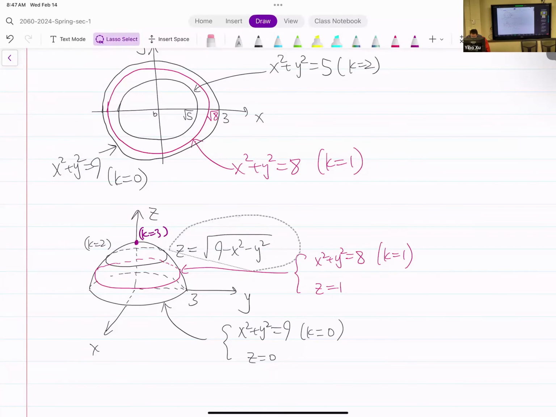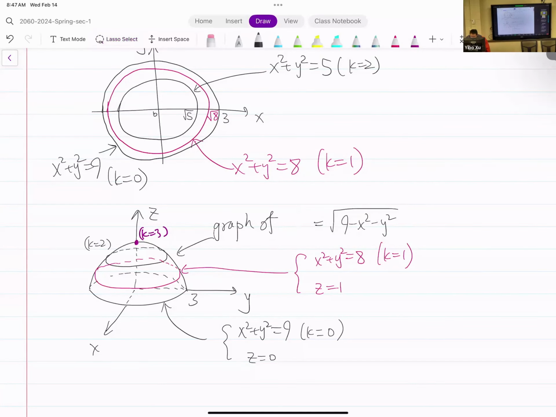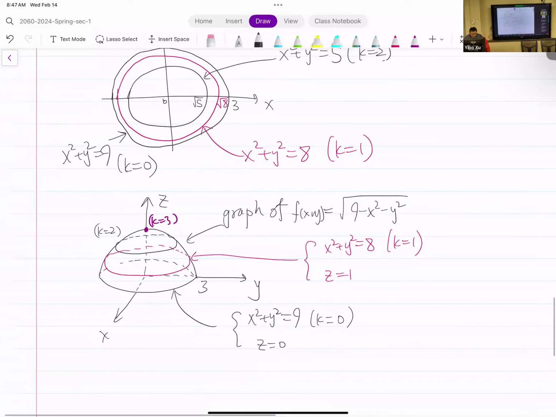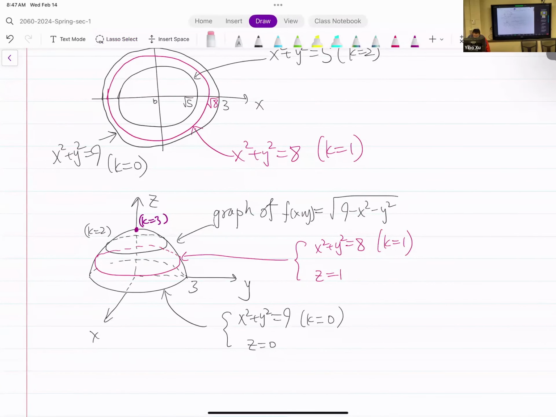So let me move it to the right. So this is the graph. This thing is the graph of our bivariate function. And the picture above is just an illustration of like 3 level curves. All right.